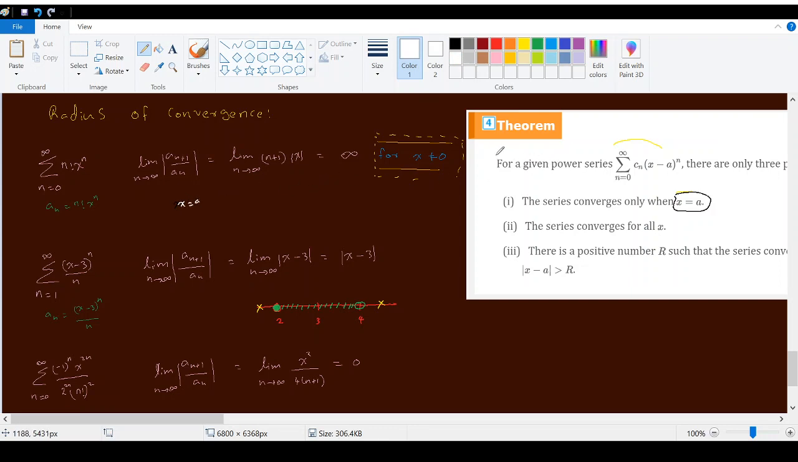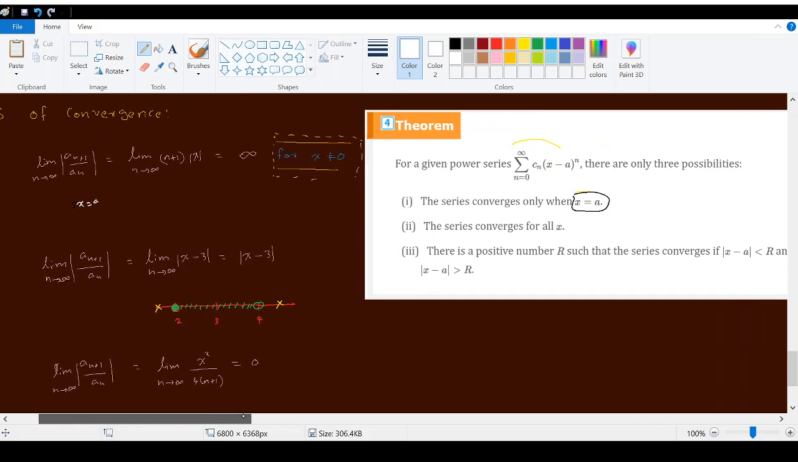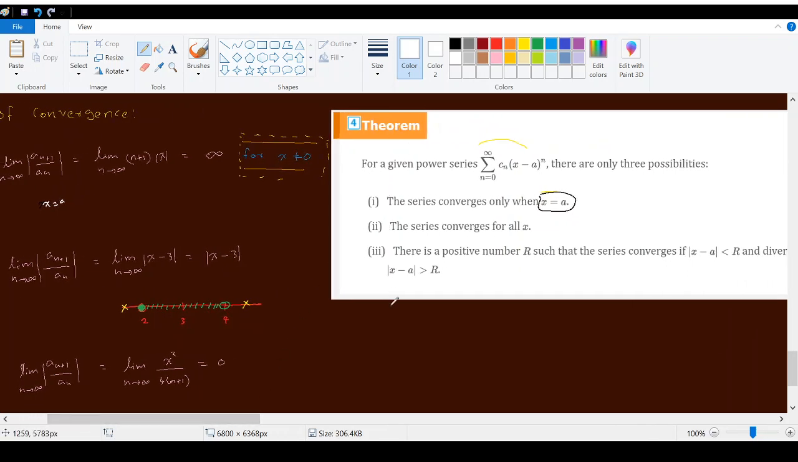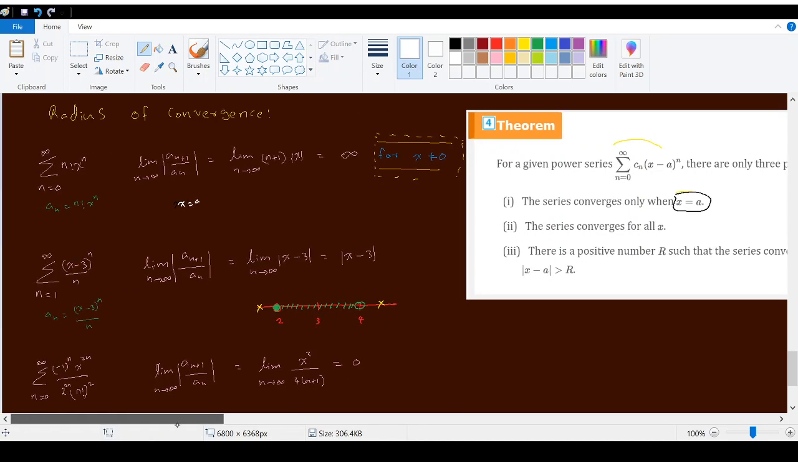And remember I mentioned for any power series it converges at the center point, right? So this theorem says that for any power series it will definitely have one out of these three possibilities, right? So the first example goes with the first statement. This is an example for this possibility, right? So it converges only at the center point, and the center point in this case is 0, right?